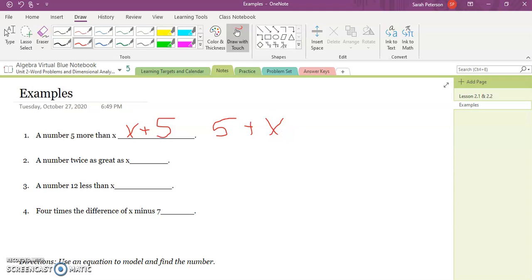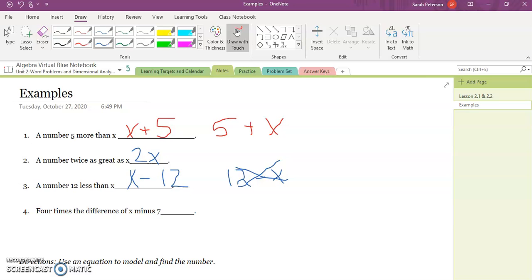A number twice as great as x. If you're thinking of ages, say my age is twice your age, then you would know to multiply by 2. If you're stuck, think of simpler examples. So that would just be 2x. A number 12 less than x. 12 less means I'm going to subtract 12 from whatever that number is. Sometimes students will do 12 minus x, but I'm actually taking 12 less, so I want to subtract 12.